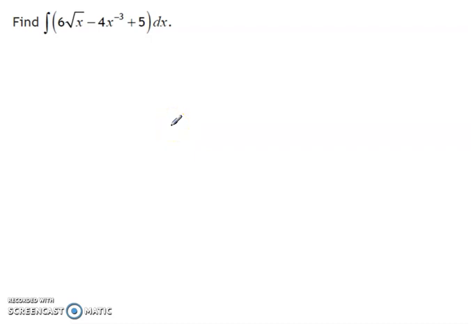So this is a 2019 Higher. This is paper 2 question 2. The focus of this question here is on integration. So all it wants me to do is find the integral of this expression here.